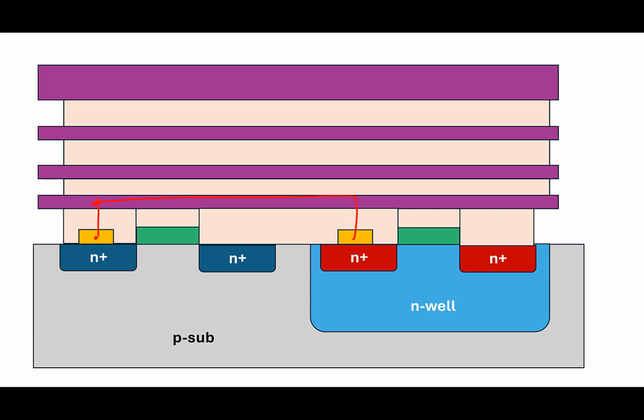Right? And for that, we have something called a via. Think of it like a pillar that connects these two. That's it. You don't have to worry so much. So now it's connected this way.